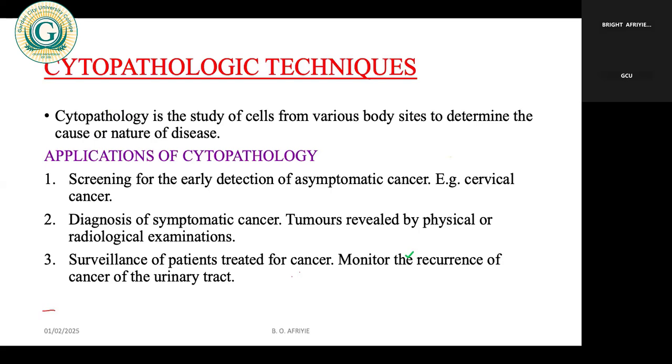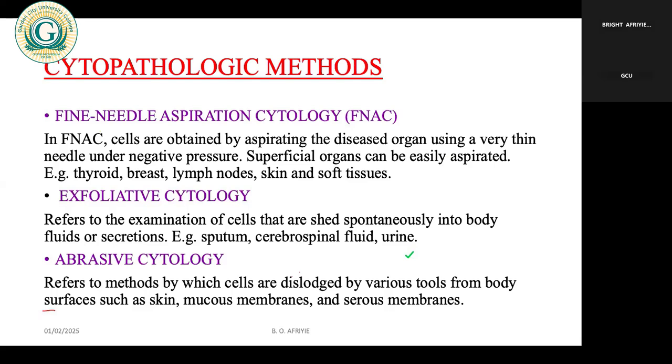Now we have the cytopathologic methods, where we have the fine needle aspiration cytology, FNAC. For these, we use our needle and then our syringe under negative pressure, where we take samples. For the negative pressure, we expect that the pressure within the tube will be lower than the environmental pressure. The samples are taken, and then we prepare smears from that. The samples are taken from the nodules, from the lumps and all that.